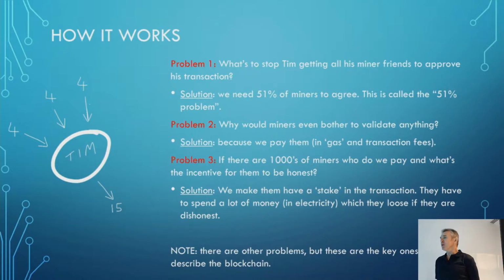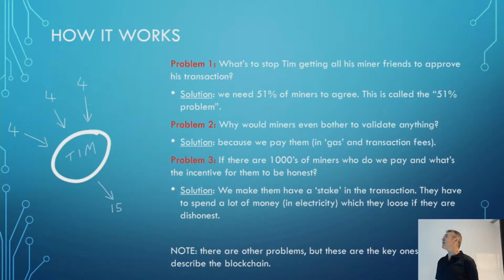The second problem is, why are these people going to get out of bed in the morning to go and validate these transactions? And we do that by paying them money. And I'll cover where the money comes from in a moment. And the third one is, just say there's thousands of miners and there's actually many, many more. Who gets paid? If every one of them got paid, then the amount that they got paid would be really quite small and it wouldn't satisfy problem 2.